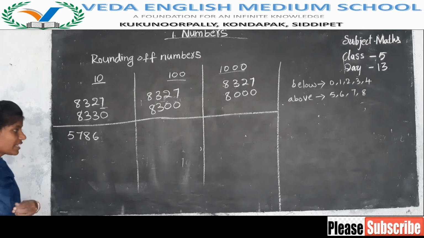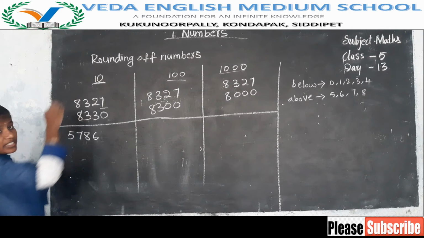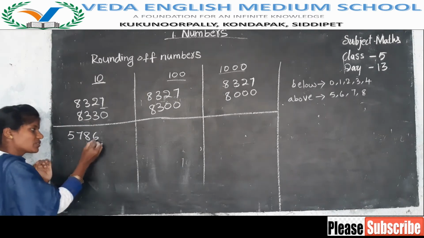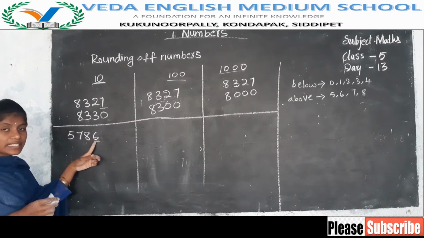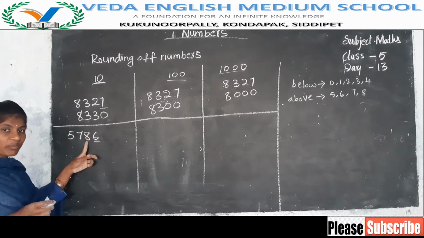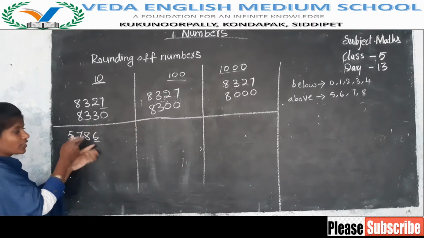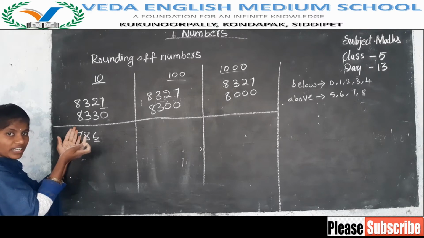5786. Now nearest tens, nearest hundreds, nearest thousands. Now nearest tens. Tens antunaru kadana. So which place value you have to check? You have to check the place value of ones. What do you have in the ones place? 6. 6 is above 5 number or below 5 number? Above 5 number. Above 5 then cheyali, you have to increase the next number by one time. If you increase the next number by one time, then what you will get?